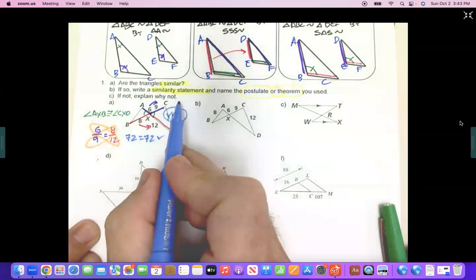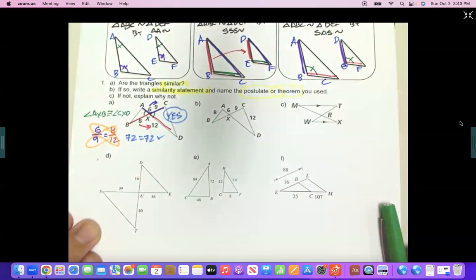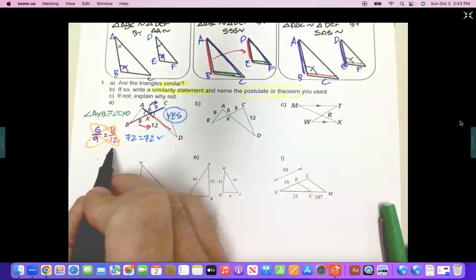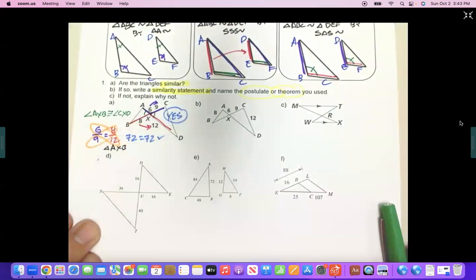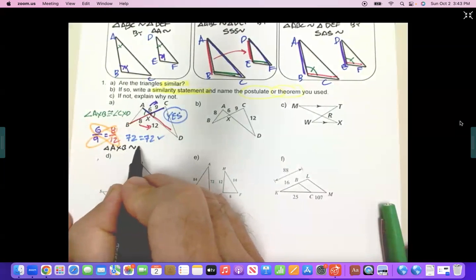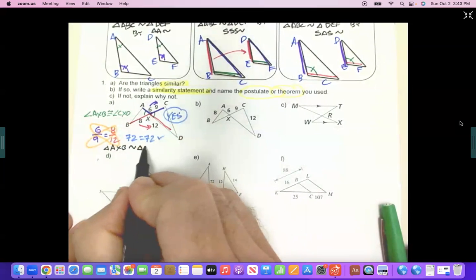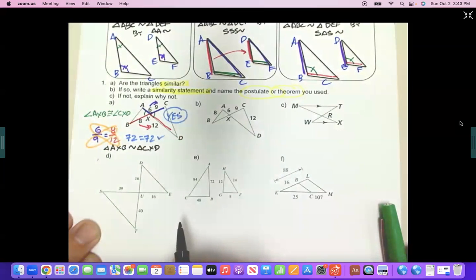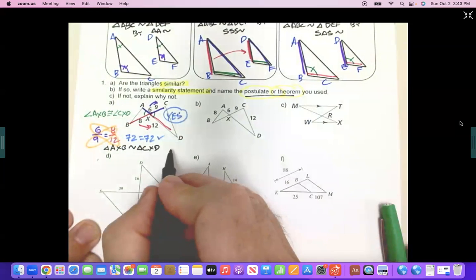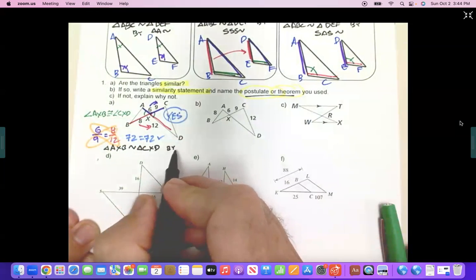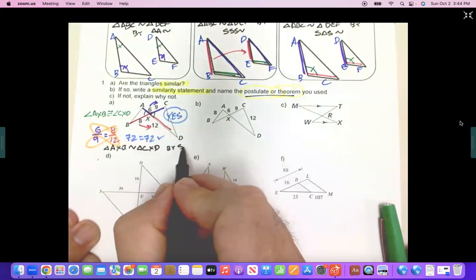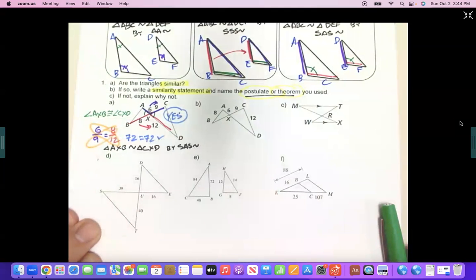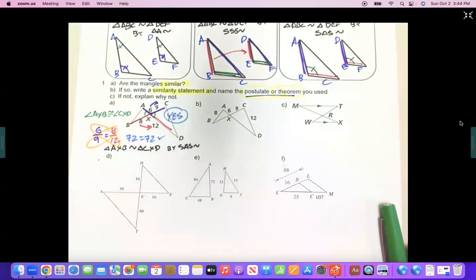So let's do part B on this, and let's go ahead and write the similarity statement. And the similarity statement will be triangle AXB, the smaller one on the left, is similar to triangle CXD, the larger one on the right. And the reason we know that this is true is this is by our side angle side. The angle is between the two sides. Therefore, this is our side angle side similarity postulate. Let's go ahead and take a look at the next one.